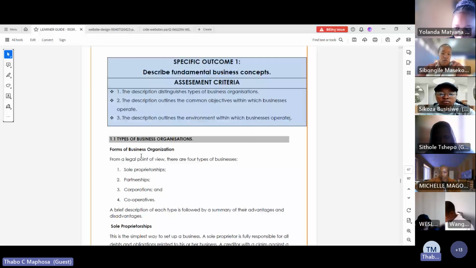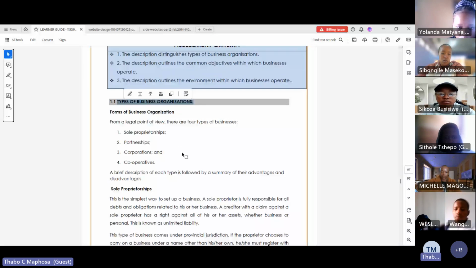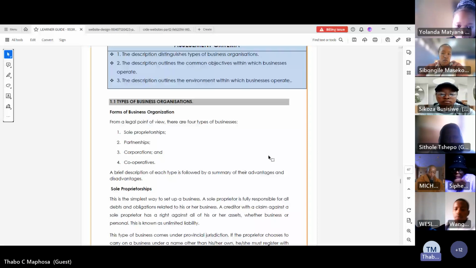If we're introducing the business world, the first thing we look at is the types of businesses. How many types of businesses do we have? If you decide to open a business, what type of business are you going to choose? From a legal point of view, according to the South African perspective, there are 4 types of businesses that we operate.